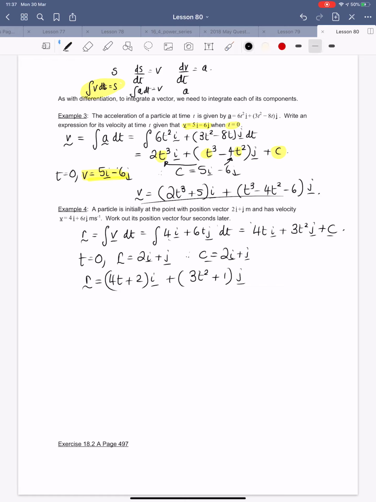So position vector 4 seconds later, so t equals 4, r is (4 times 4 plus 2)i plus (3 times 4 squared plus 1)j. So I've put t is 4 in there, look, there and there. So r is 18i plus 49j, and that's meters. That way definitely works. I was going off track a little bit in the first one. That method definitely works. So I'm sorry about the hiccup there.